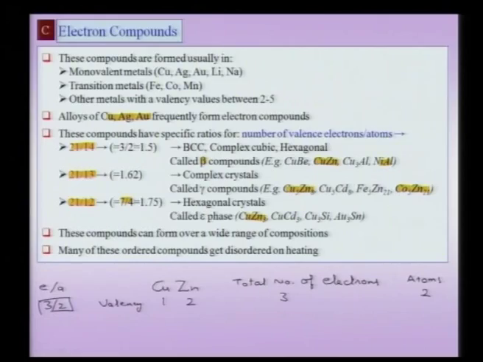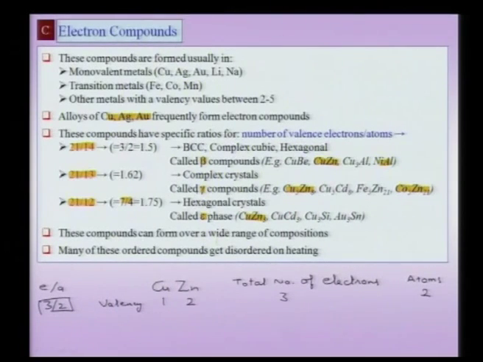Now when I have a 21 by 13 ratio, which is 1.62, then the crystal structure is typically more complex, and these compounds are called gamma compounds. So these are my gamma compounds. And similarly, whenever I have a ratio of 7 by 4 or 1.75, then these structures which form are called epsilon phases, and the crystal structure is hexagonal, and there are these examples of these.